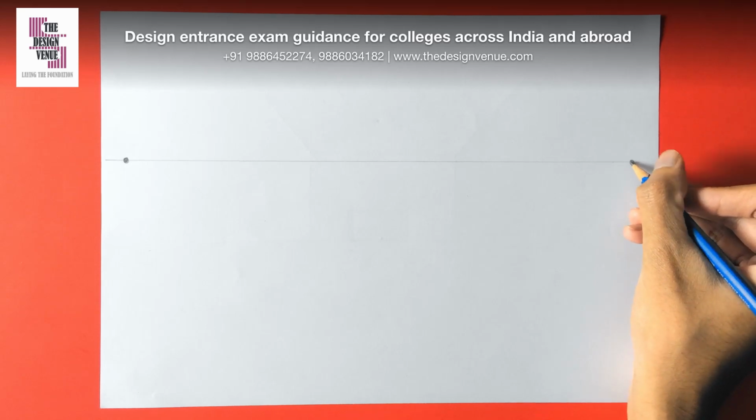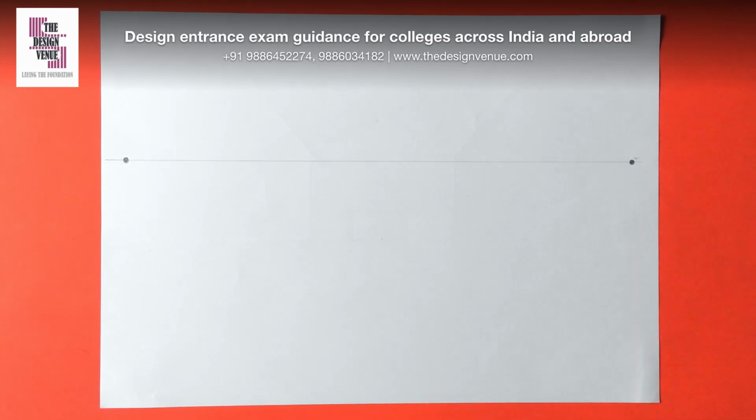So once you have these two vanishing points, now you have to place the third vanishing point. You can place the third vanishing point either below this horizon line or above it. Placing it below the horizon line would make your drawing feel as if it's being viewed from a bird's eye. If it's drawn above the horizon line, it would seem that the drawing is viewed from the eye of an ant.